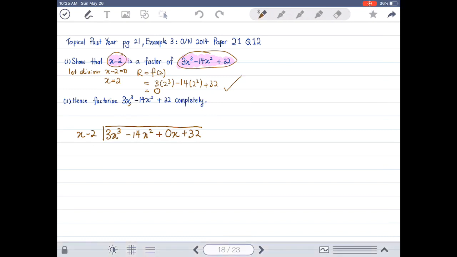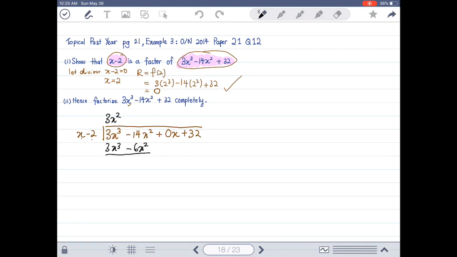What times x will give us 3x cubed? So we should multiply x with 3x squared. 3x squared times x, we will get 3x cubed. 3x squared times negative 2, we will get negative 6x squared. And top minus bottom, 3x cubed will be cancelled.